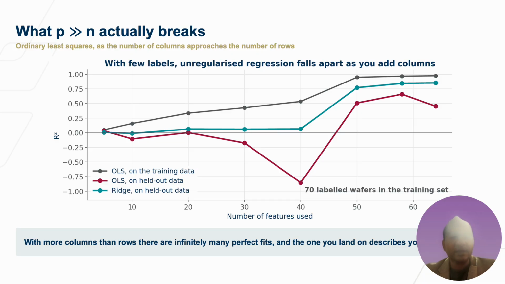The teal line is the ridge regression on the same data, same columns. It stays high. One penalty term, and the collapse disappears. So the answer to too many columns is a constraint on the coefficients. Every method in the next segment is a different way of imposing one.